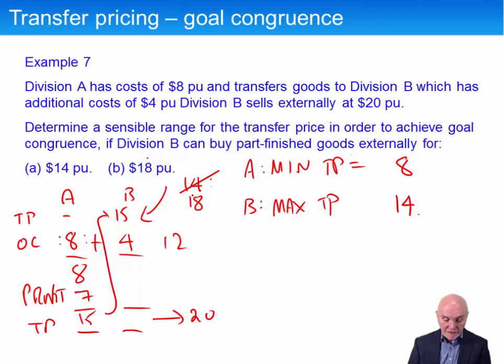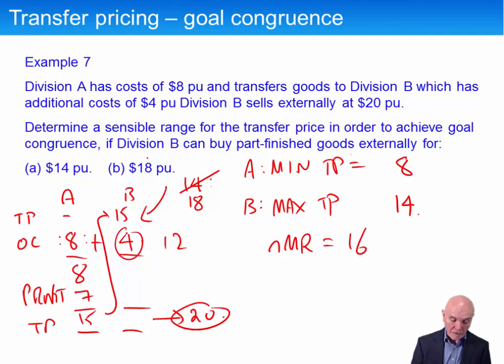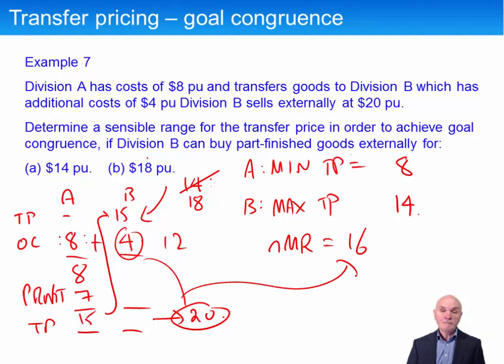Now, what we need to look out for here is the net marginal revenue of B. Net marginal revenue of B is going to be 20 minus 4, which is 16. So every unit that B makes, it can get 20 revenue from outside. It has to account for 4 of its own costs. The net marginal revenue is 16.